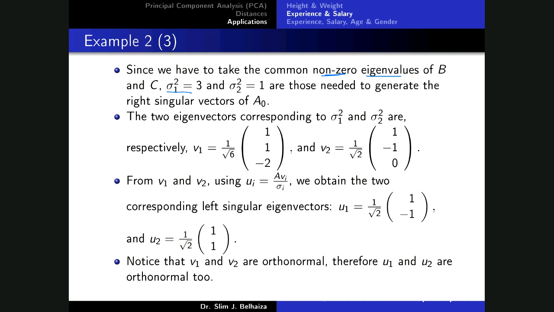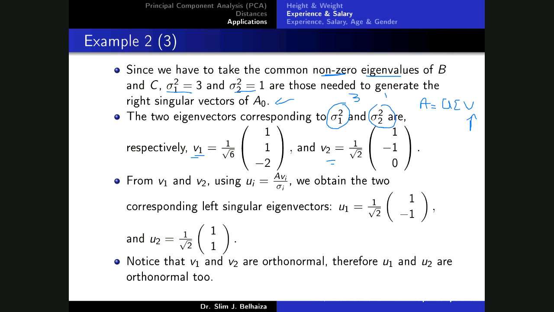Okay, since we have to take the common non-zero eigenvalues of B and C, which are sigma 1 square, 3, and sigma 2 square, 1, don't forget this, they are needed to generate the singular vectors. So the 2 eigenvectors corresponding to the eigenvalues 3 and 1 give us the two right singular vectors, as we said in the previous lecture, v1 and v2. These are the right singular vectors, the ones that appear when we write A equals U sigma V.